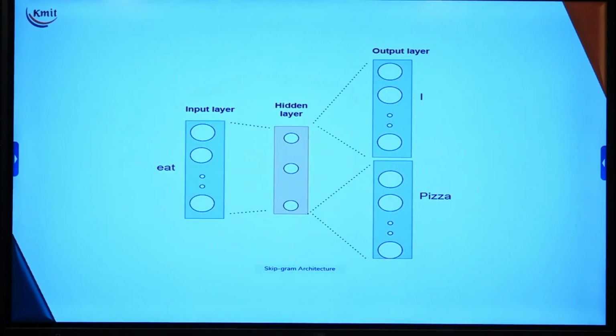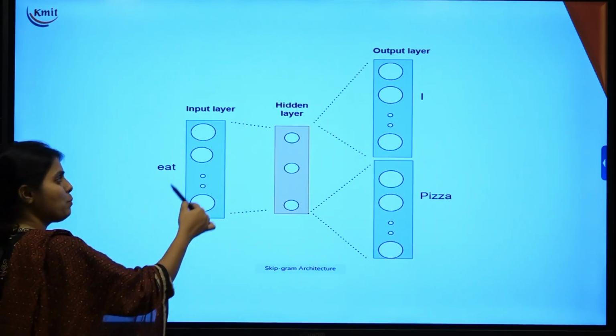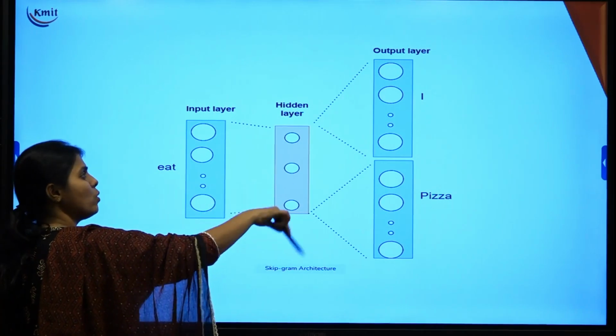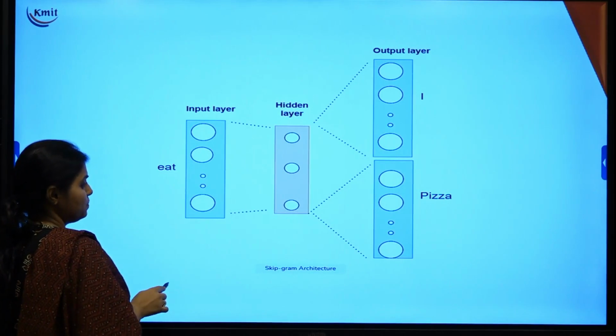This is the simple architecture of Skipgram. Here, my input layer will have the target word that will be processed in the hidden layers, where it will understand the word embeddings and produce the context words as output.